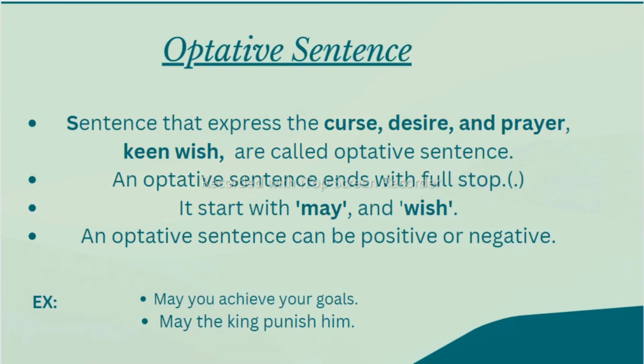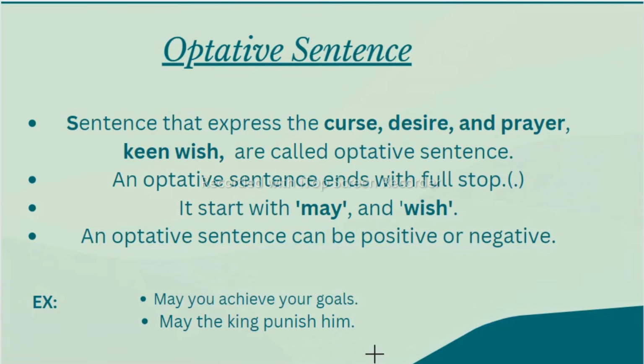Now, next we have optative sentences. Optative sentences are sentences that express a curse, a desire, praise and keen wishes. These types of sentences are called optative sentences. This sentence also ends with a full stop and starts with a capital letter. And in optative sentences we have both positive and negative sentences.